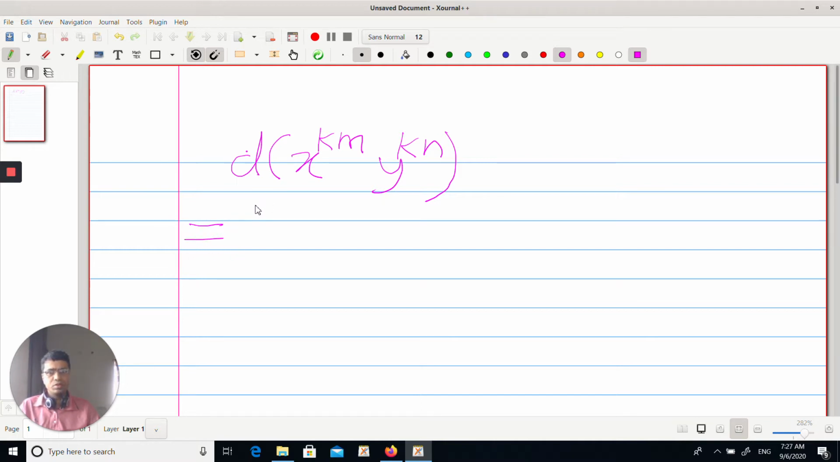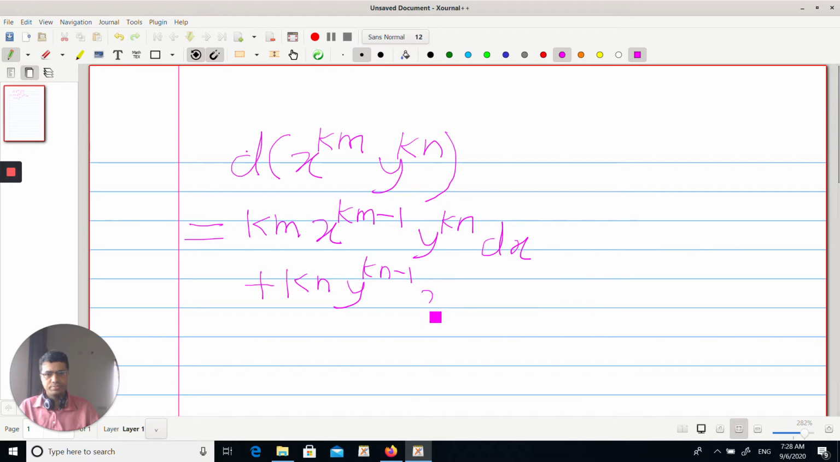Using the product rule we get this as km into x raised to km minus 1, y raised to kn. We are differentiating the first term x raised to km, so here it is dx, plus kn y raised to kn minus 1 into x raised to km dy.